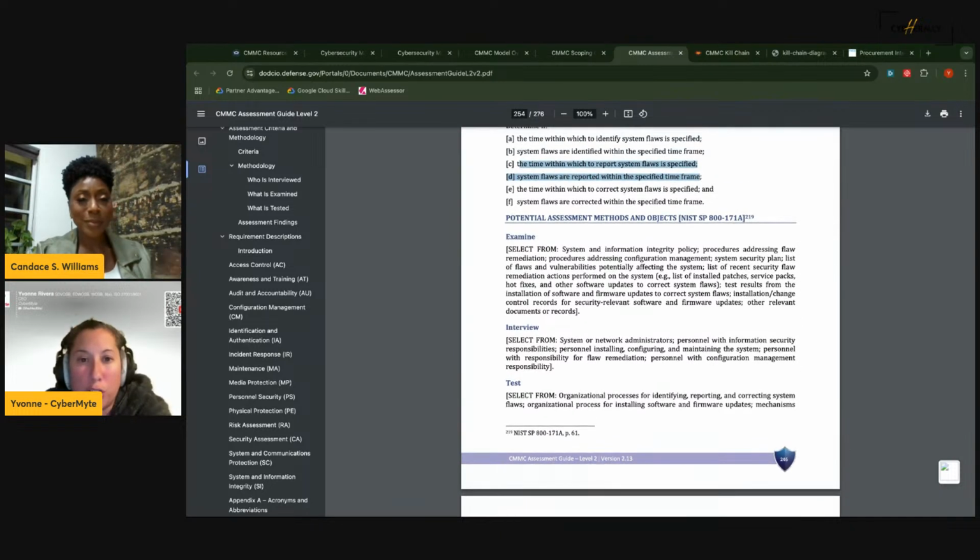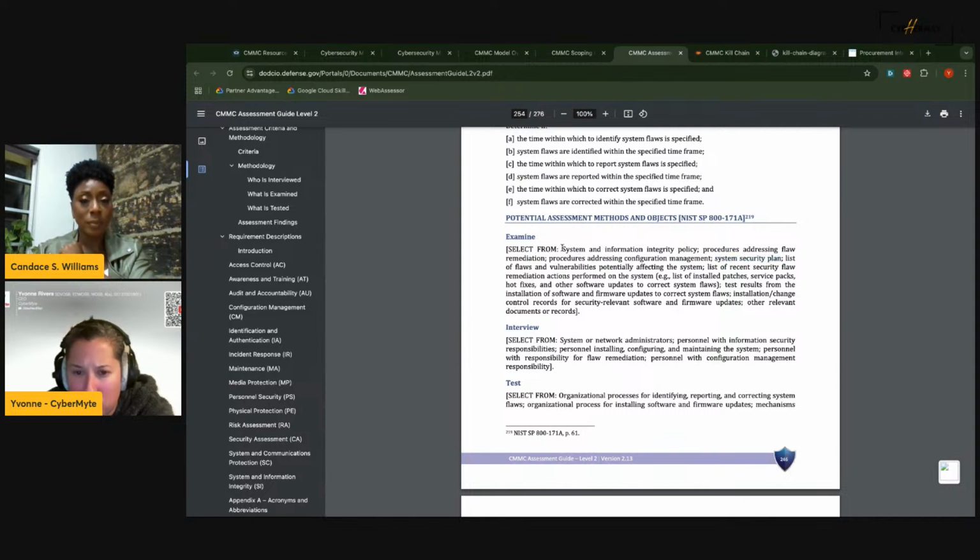So when your assessor gets there, there are 3 different testing techniques: examine, interview, and test. It depends on how they choose to do their assessment. If they examine, like I said, these are the things they will look for. Some might just look for your SSP, which is written right here.